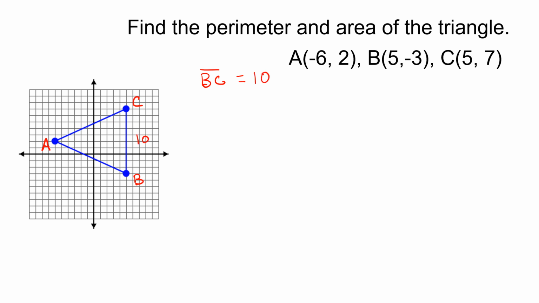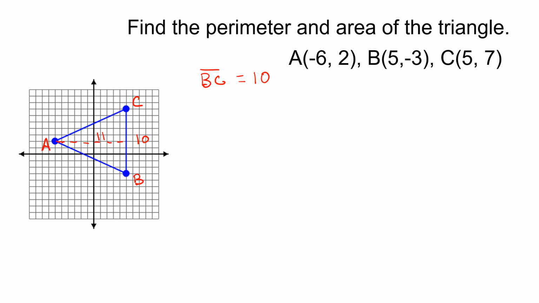I also can notice that the height of this triangle is this dashed line that I'm drawing from side BC to A. That's the height, because if you rotate this triangle, the 10 could be the base and the A would be the height. So that height is, let's count those squares, 1, 2, 3, 4, 5, 6, 7, 8, 9, 10, 11. So the height is 11. So I now know the base and the height.